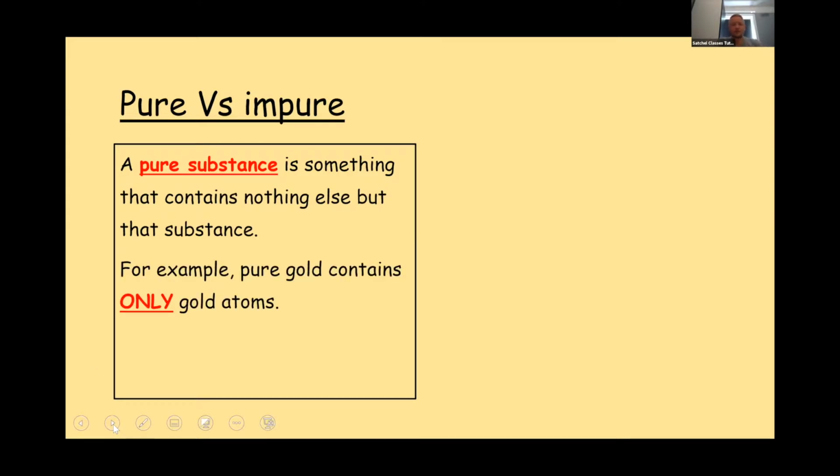For example, pure gold contains only gold atoms. There is nothing else mixed in with it. Pure water contains only water molecules. It has no dissolved salts or sugars or anything else mixed in with it.